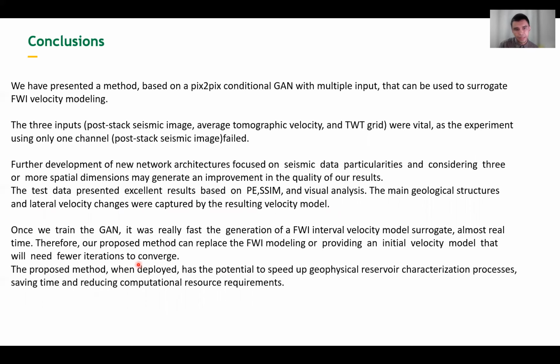And once we trained the GAN, it was really fast to generate the FWI interval velocity model surrogate, almost real time. Therefore, our proposed method can replace the FWI modeling or provide an initial model that will need fewer iterations to converge. This proposed method, when deployed, has the potential to speed up the geophysical reservoir characterization process, saving time and reducing computational resource requirements.